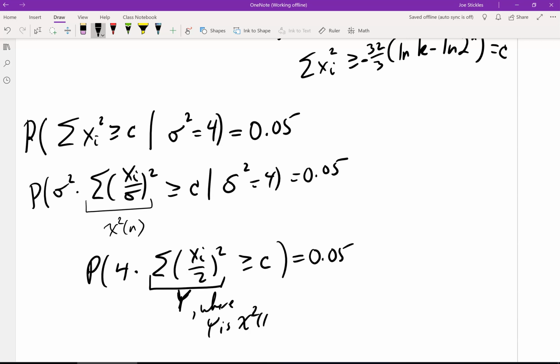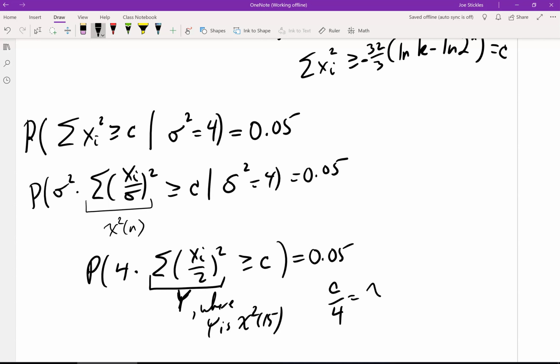This is chi-squared of 15 now, because it says we had 15 degrees of freedom. I know that that is a chi-squared of 15. So if I divide by the 4, then I get my c over 4. So what does the c over 4 have to equal to?